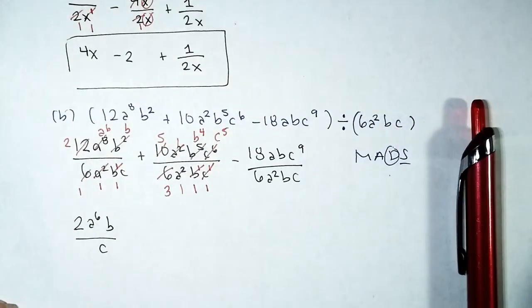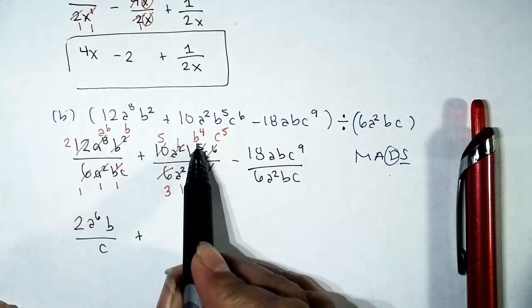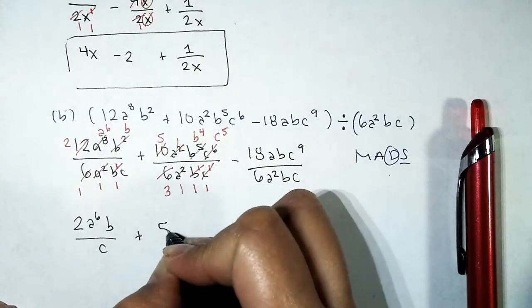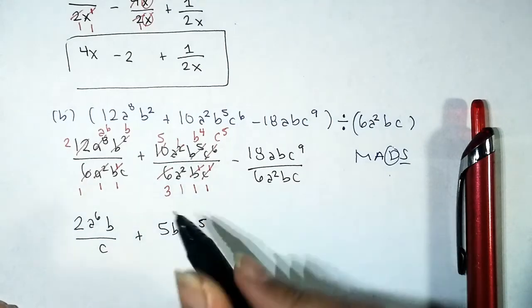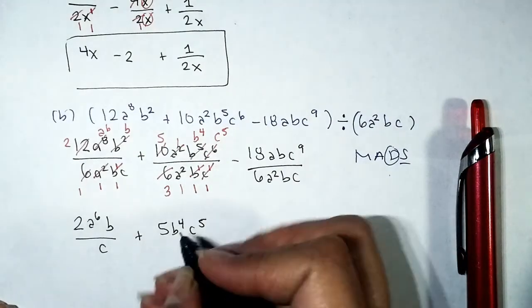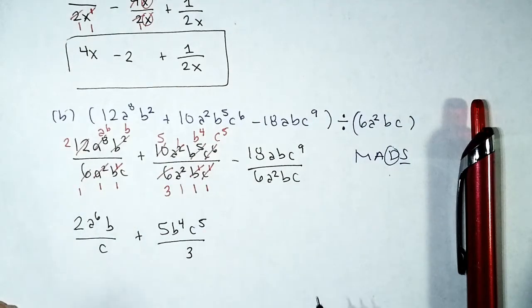So let's go ahead and write down what we have. We have plus the numerator, 5 times the b's times the c's. So it'll be 5 b to the 4th, c to the 5th, fraction bar, over 3 times all these ones, which is just 3. So 2 mini problems down, 1 more to go.